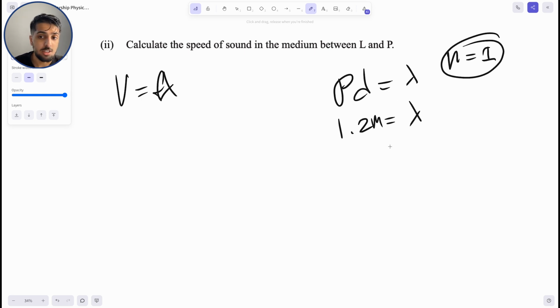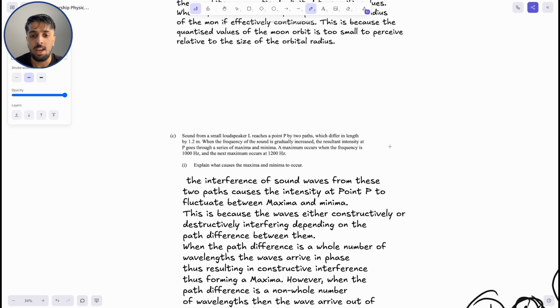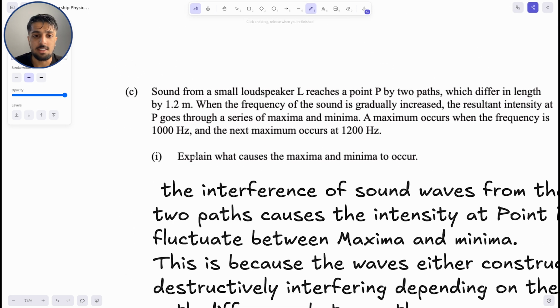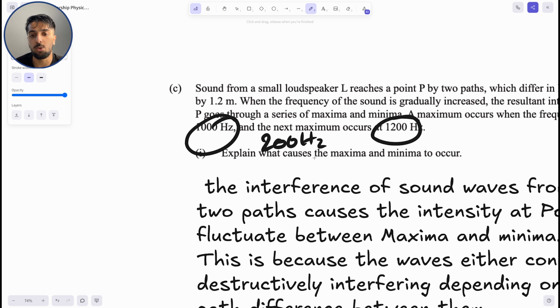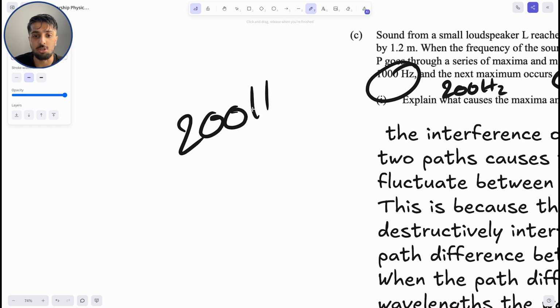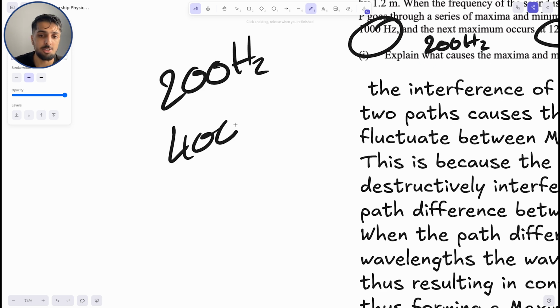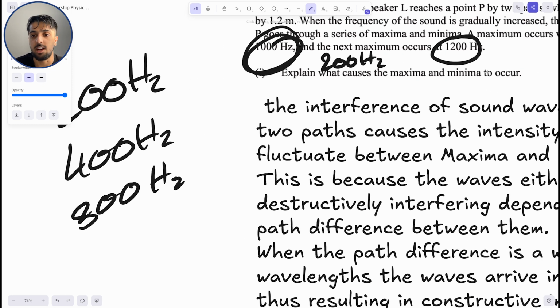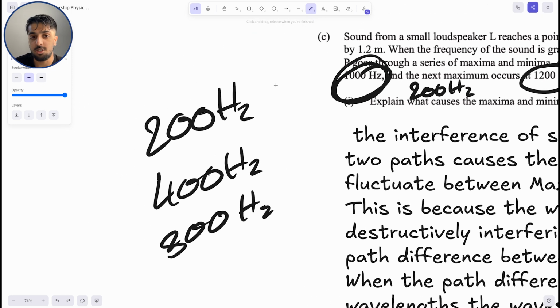So the lowest frequency which causes a maxima, we can observe up here. In this question, we can see that there is 200 Hz between each maxima. And so we can observe that the lowest frequency that's going to cause a maxima is going to be 200 Hz, because every 200 Hz there is another maxima. So the next maximum will be 400 Hz, and then 800 Hz, and then we have our 1000 Hz, and then our 1200 Hz. So the lowest frequency that's going to cause a maxima is our 200 Hz.